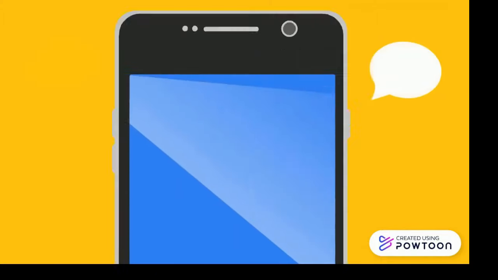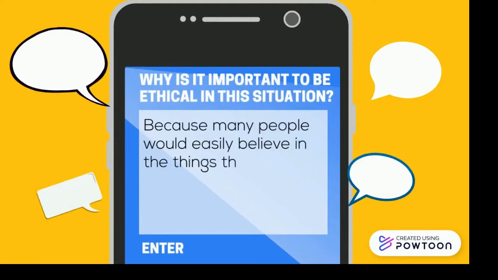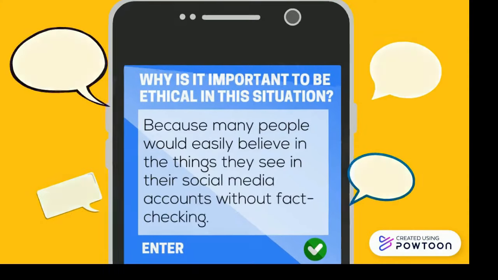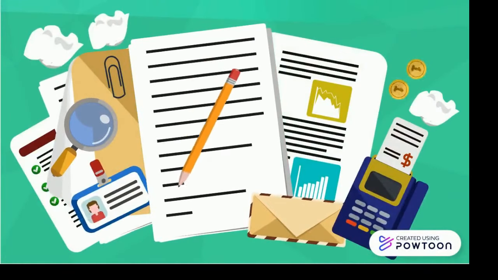Why is it important to be ethical in this situation? Because many people would easily believe in the things they see in their social media accounts without fact checking or knowing if the article they are reading is real.